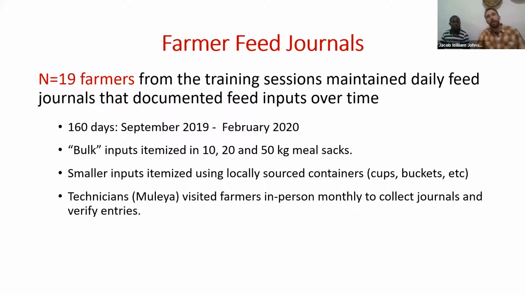So 19 farmers from the training sessions were recruited to maintain daily feed journals that document the inputs that they put into their ponds over 160 days, from September to February in 2020. The farmers itemized bulk inputs in 10, 20, and 50 kg meal sacks, and then they itemized smaller inputs using locally sourced containers like cups and buckets, things they could find around the farm. Technicians, mainly Mulea here and his colleague Lulu Middleton, visited farmers in person on a monthly basis to check in, collect the journals, and verify the entries.